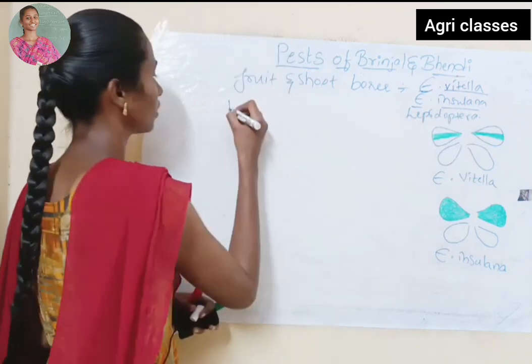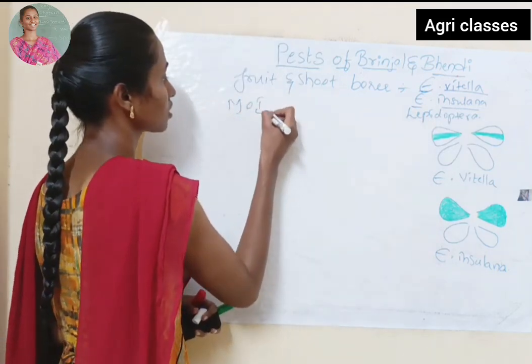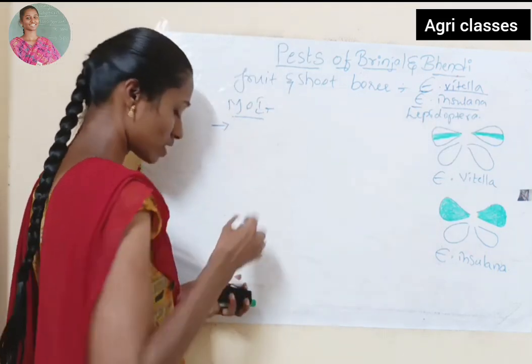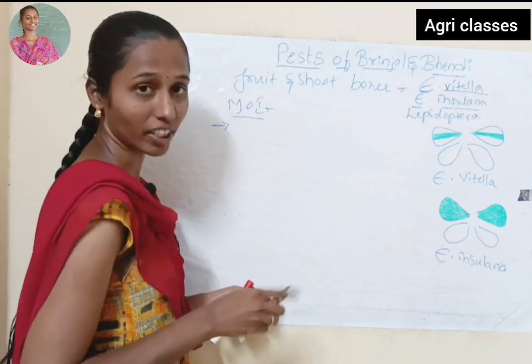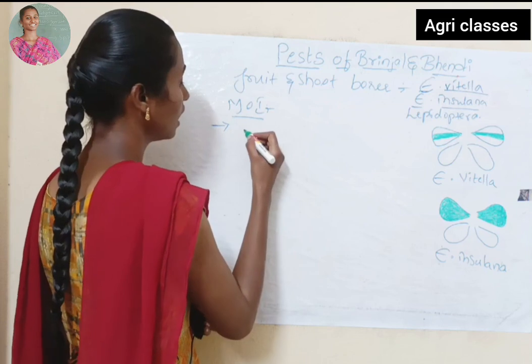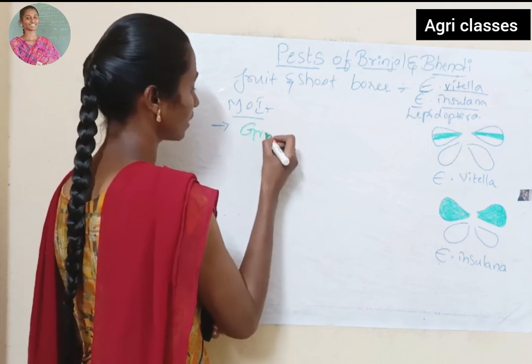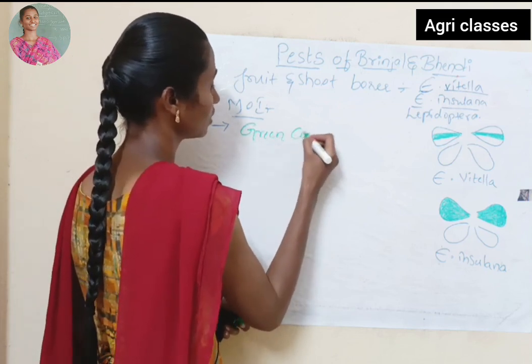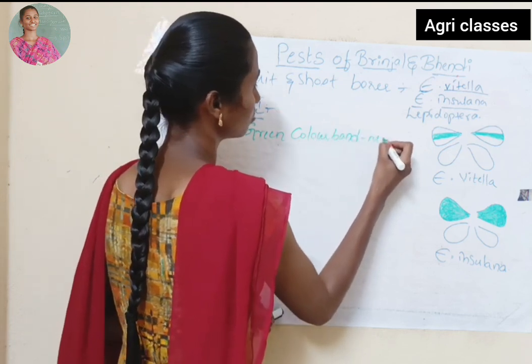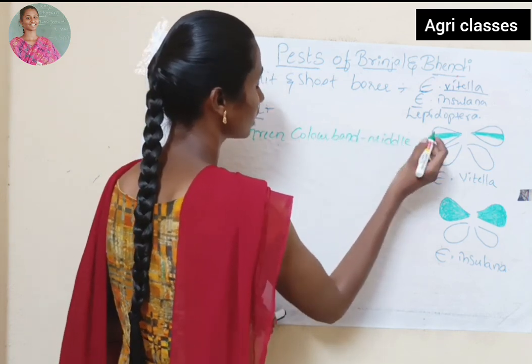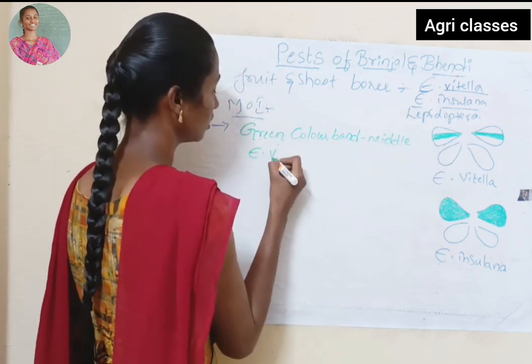Here, marks of identification. First of all, we can observe adults are having 4 white color wings and having a green color band in the middle of the 4 wings. Here it is in Earias vitella.